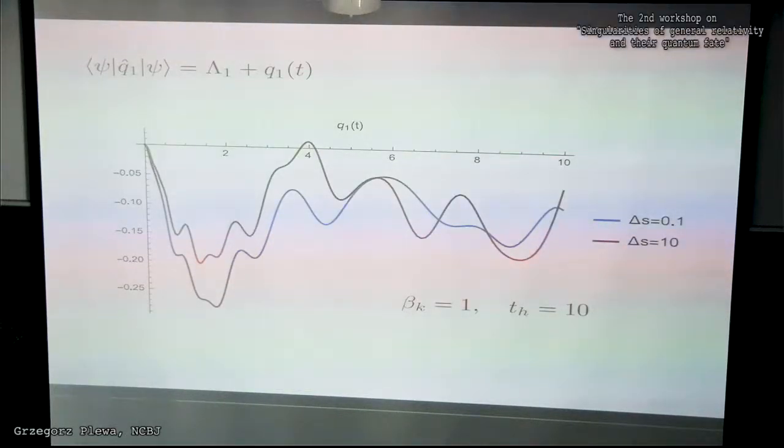What is on the y-axis? What's the vertical axis? The vertical axis shows the values of this function, while this is time restricted by th. The horizontal axis is marked Q1 of t. So the vertical... No, maybe this is not right. Q1 of t is this function, and this refers to the vertical axis. The horizontal axis is t. Okay.